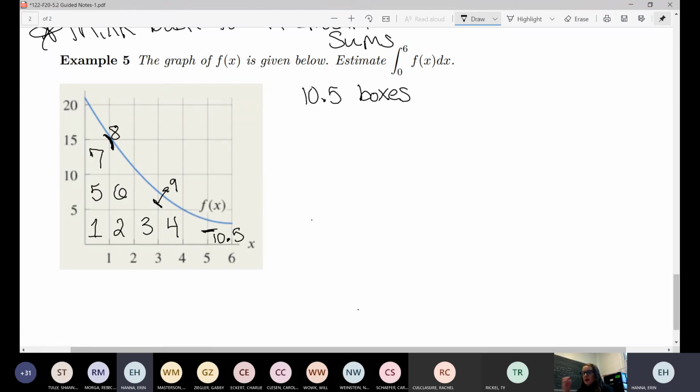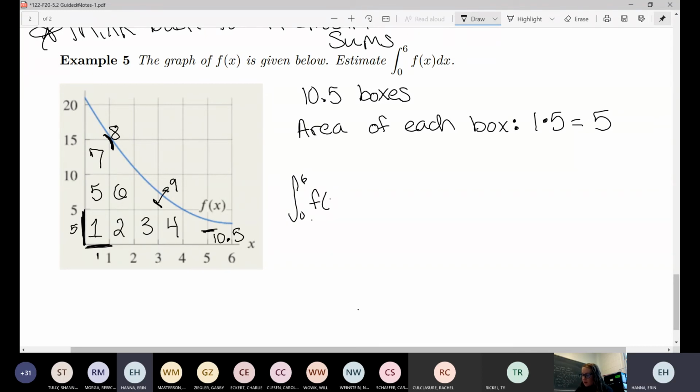Because we need to take into account the area of each one of those boxes, because we want the actual area. If each one of those boxes was just a 1x1 box, then our area would be 10.5. But we need to take into consideration the area of each box. Now these are 1x5 boxes. So the area of each box is 5.